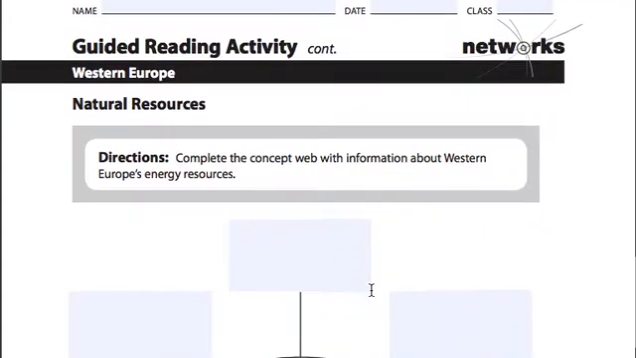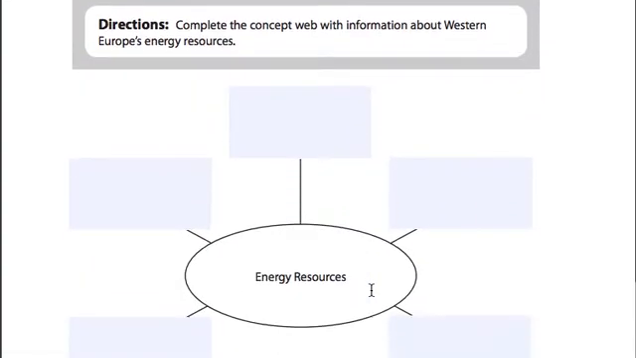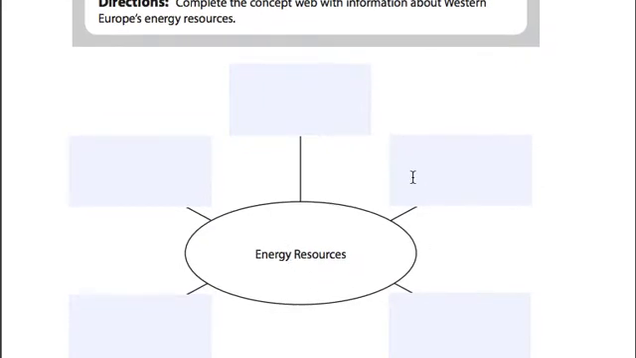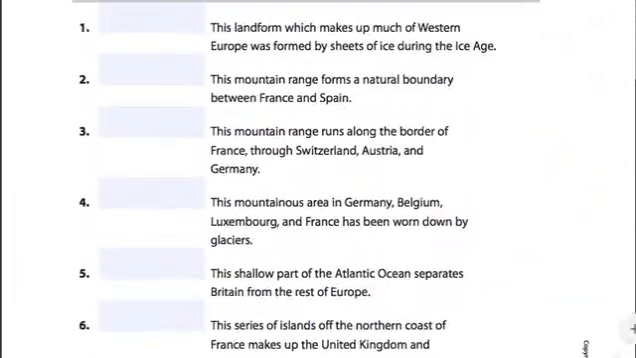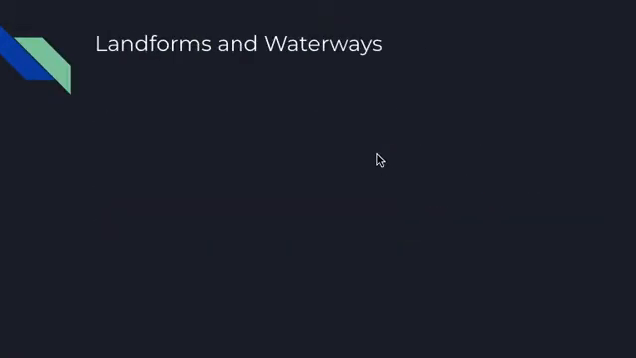And lastly, as we read about the natural resources, you're going to complete the concept web. Obviously, there are many resources and energy resources specifically in this region, and we are looking to fill in the 5 different examples that are listed and highlighted in our text. Let's get into our reading for today.